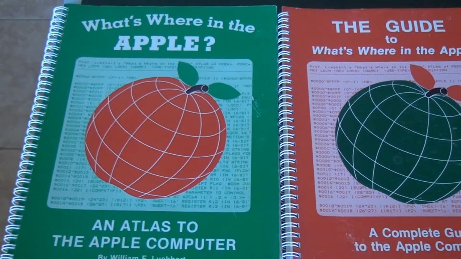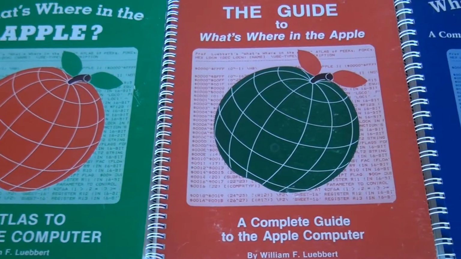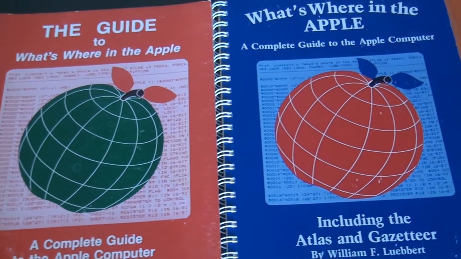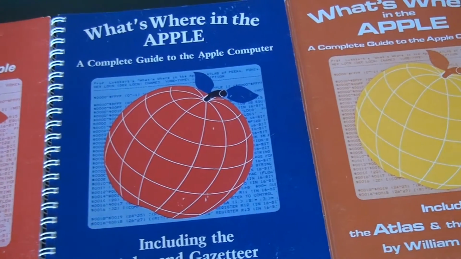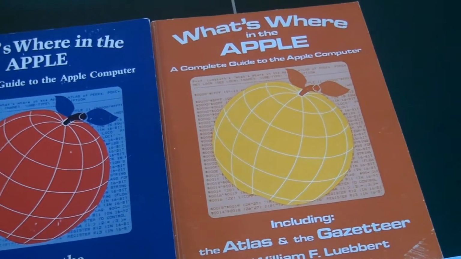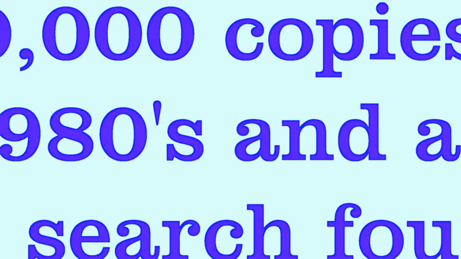The importance of What's Where in the Apple to the Apple II community was shown by the fact that 40,000 copies were purchased in the early 1980s before it went out of print. A recent check on Google got 85,000 hits on What's Where in the Apple, so it's still of interest to people.